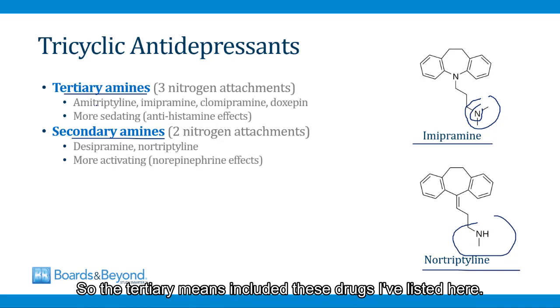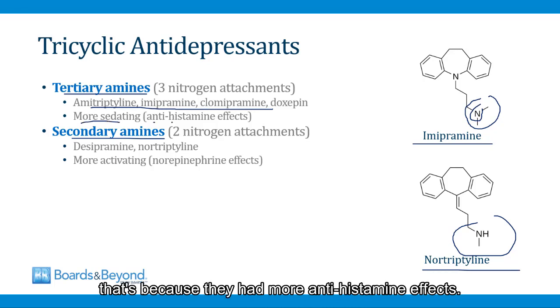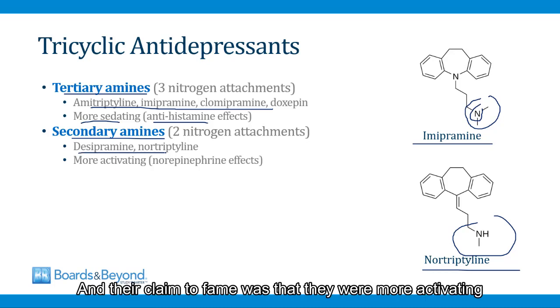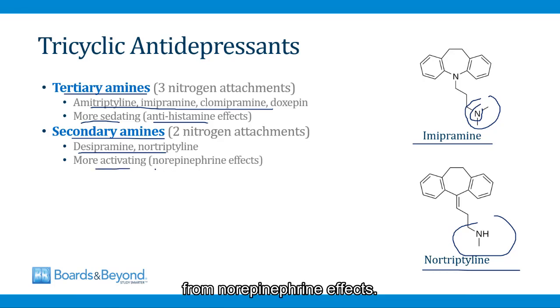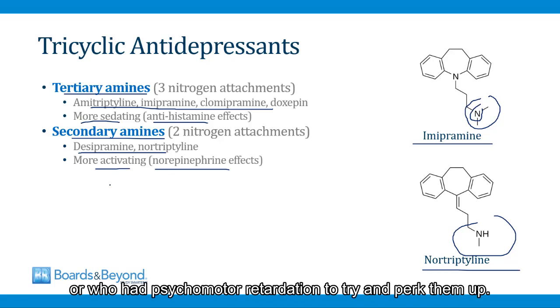So the tertiary amines included these drugs I've listed here, and their claim to fame was that they were more sedating. That's because they had more antihistamine effects. So these were used in patients who had trouble sleeping sometimes. The major secondary amines were desipramine and nortriptyline, and their claim to fame was that they were more activating from norepinephrine effects. So these were used in patients who were more sedated or who had psychomotor retardation to try and perk them up.